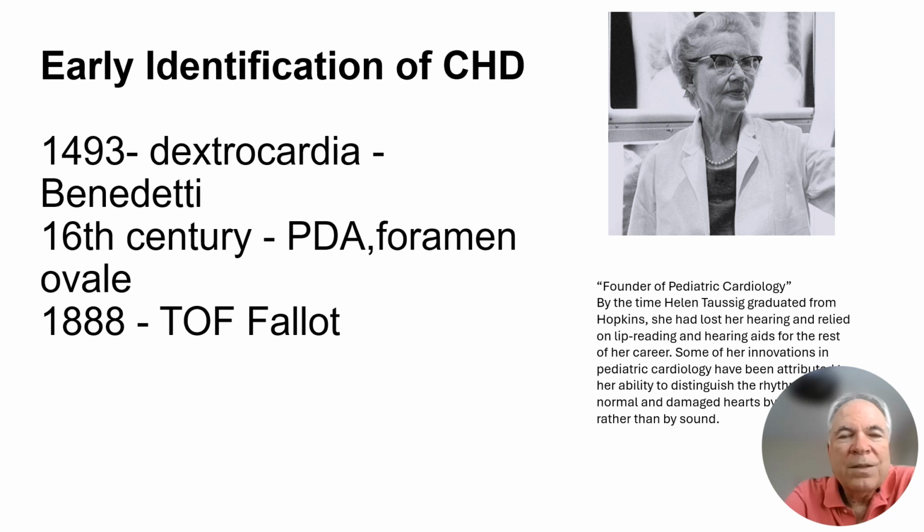In the United States, pediatric cardiology first got really developed after the operation to help patients with congenital tetralogy of Fallot at Johns Hopkins University, and there was a cardiologist there, Helen Taussig. You probably heard of the Blalock-Taussig shunt. She graduated from Hopkins, but she became deaf and relied on lip reading and hearing aids for the rest of her career. Most people don't know that about her.